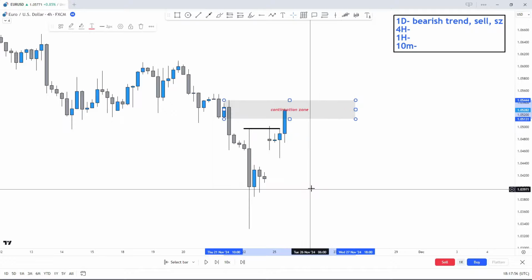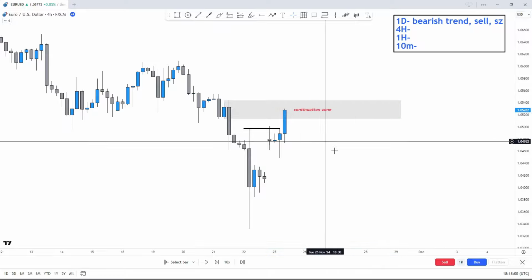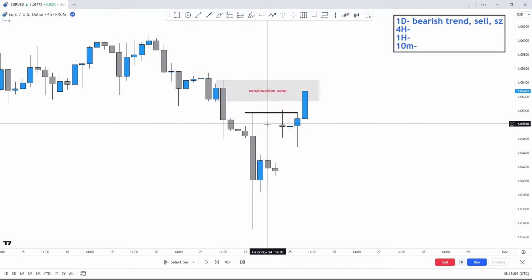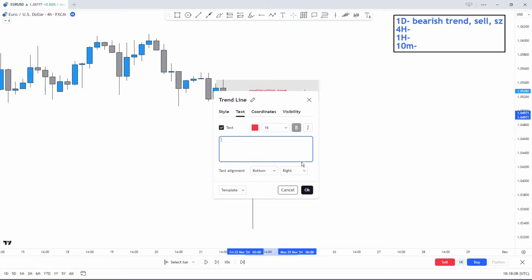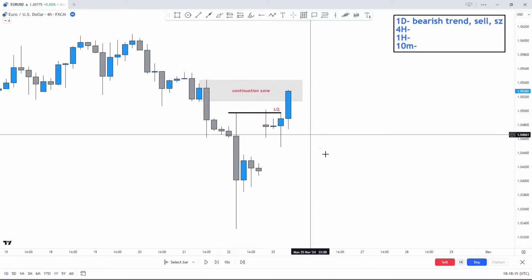And what's a continuation zone? A continuation zone is a zone which continues the trend in the direction that it was already going. So I can just do that there, and we can see that we have a continuation zone. We also have this liquidity over here, which I'm going to mark up as well, telling me that we have a liquidity sweep, which supports our idea of sweep and then drop.